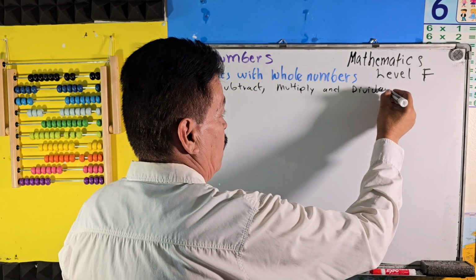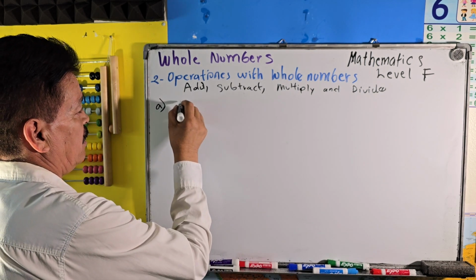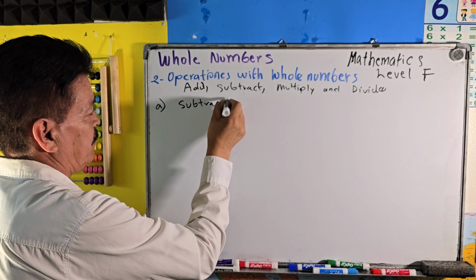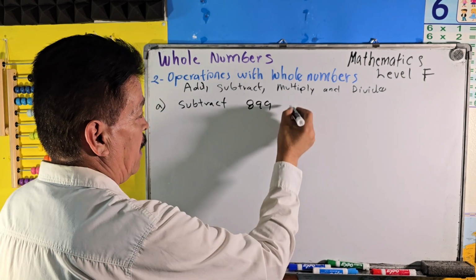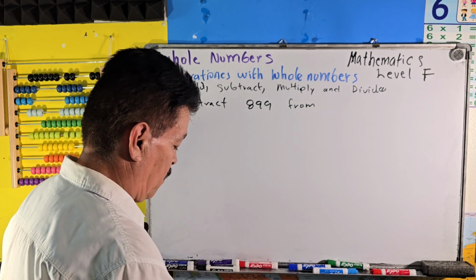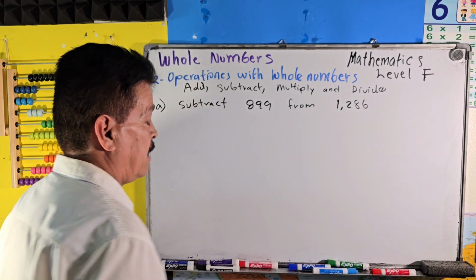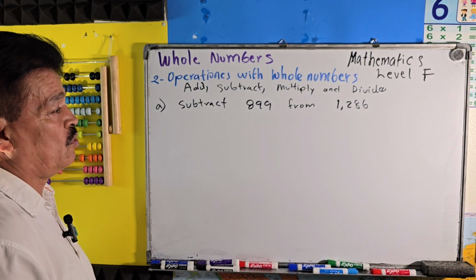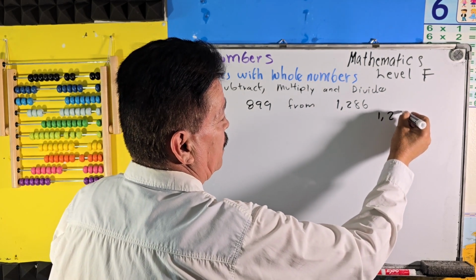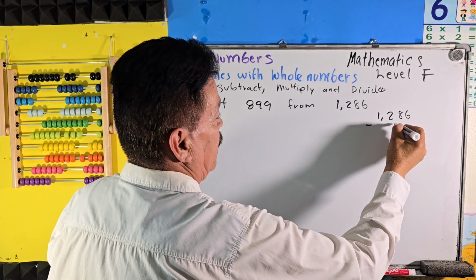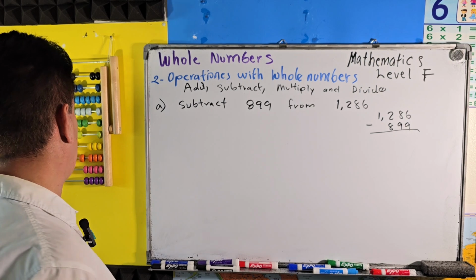All right. So first of all, let me give you one example here. Subtract, for instance, this problem. Subtract 899 from 1,286. How do we do this? So the way that we have to subtract a problem is this way. 1,286 minus 899, right? How to subtract? It's very simple.